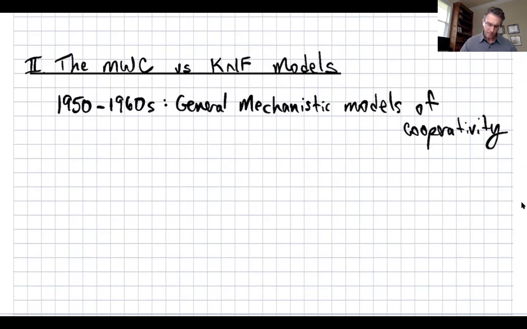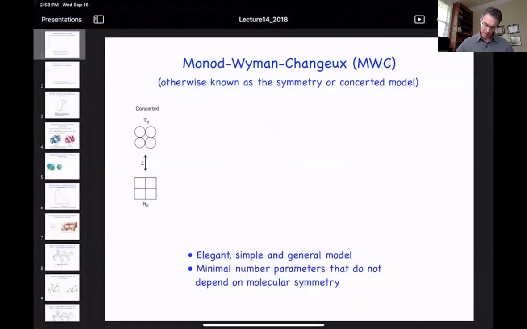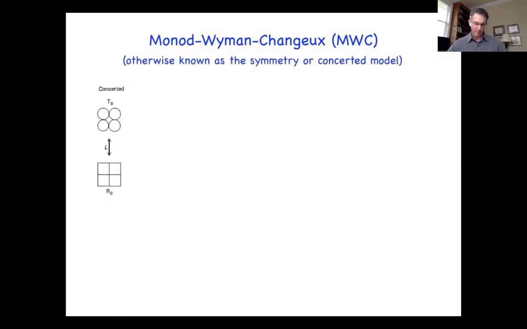The first of these was known as the MWC model, or in other parlance, the symmetry or concerted model. MWC comes from the names of the 3 guys, Jacques Monod, Jeffries Wyman, and a guy named Changeux, who settled on this approach to thinking about how cooperativity could work mechanistically, in terms of the actual physical changes happening at the level of a macromolecule that could lead to this change in affinity that Hill and Adair had so nicely pointed out.